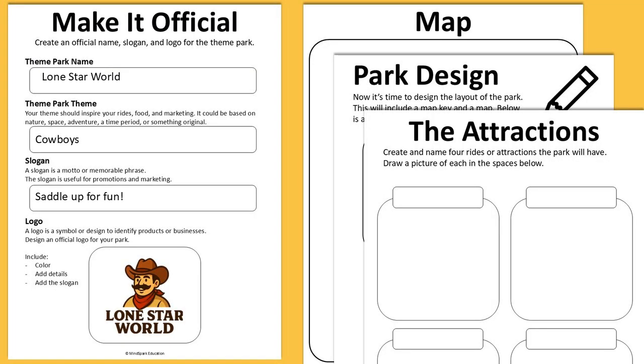Each team will then create their park. At a minimum, they need a name and a logo, but there are pages included if you want them to design a few rides and a park map. For this playthrough, I've created a cowboy theme park named Lone Star World.